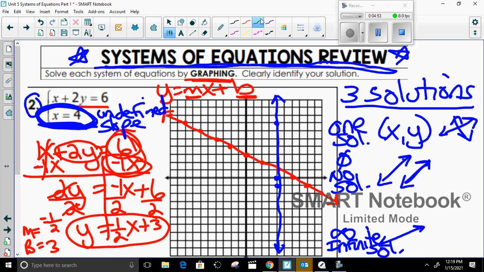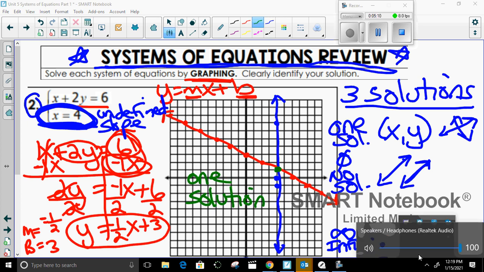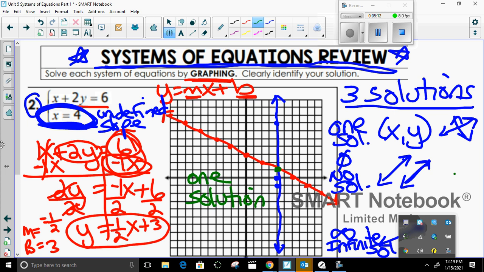Now it looks to me like these lines intersect, so tell me your answer. Don't just stop here. Intersecting lines have one solution. So my answer is one solution, and tell me what that one solution is. So it looks to me like it is 4, positive 1.